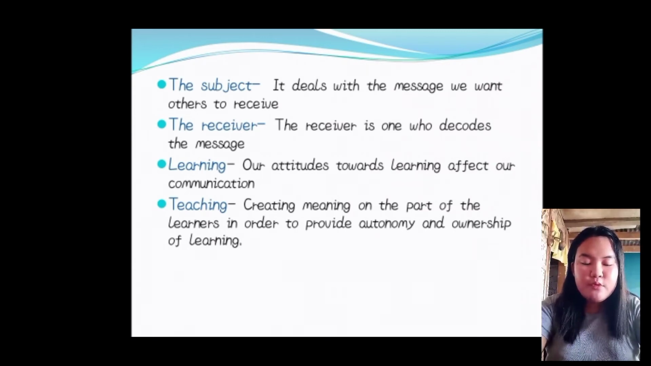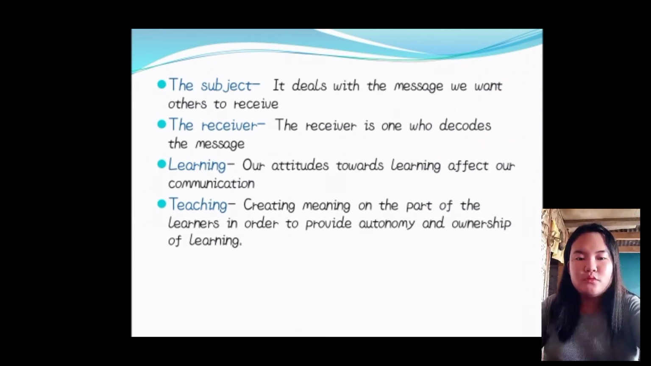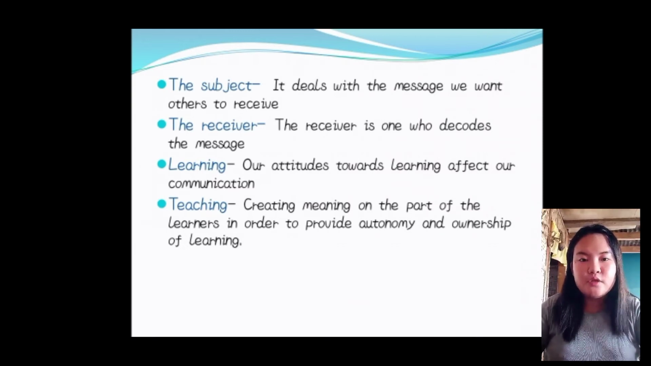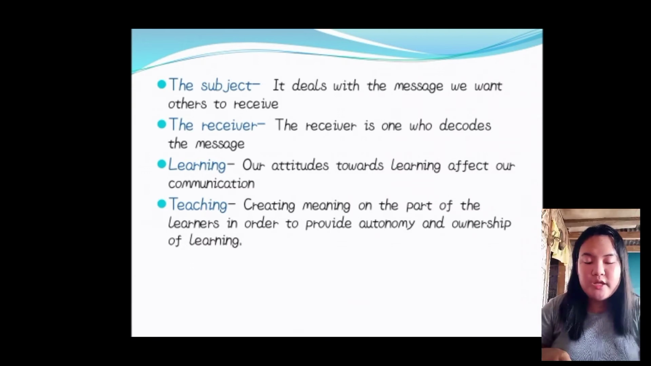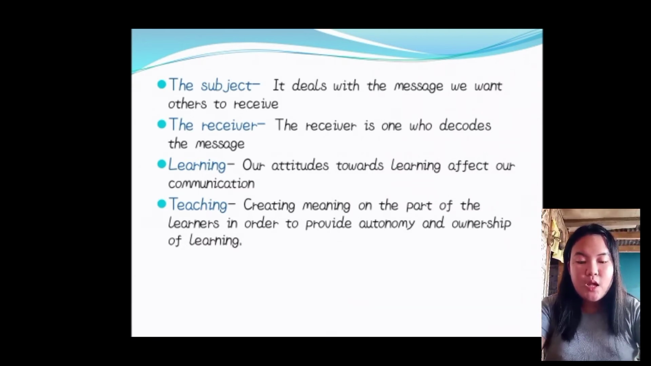So being able to do this has been proven to impact the success students achieve in their academic lives as well as the teachers' own career success. So like learning and teaching. So communication skills are most vital for interaction with students because the act of teaching itself requires them.